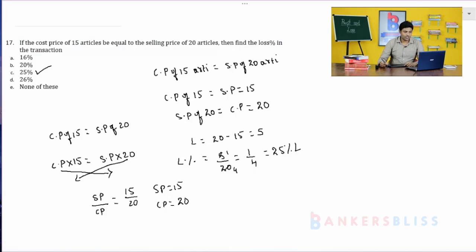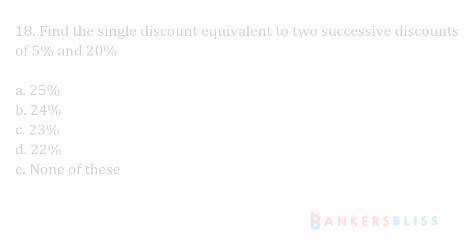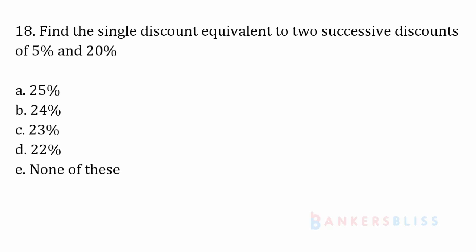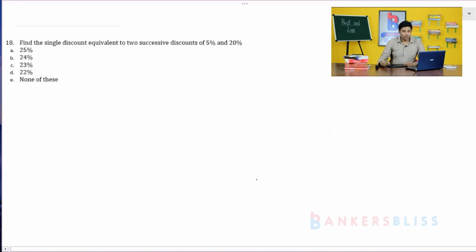Okay, let's go to the next problem, problem number 18. Find the single discount equivalent to two successive discounts of 5% and 20%. See here, you take some amount as 100. Okay, so 100 rupees is the amount. So, initially how much discount are you giving? You are giving 5% discount. So, 5% means 5.